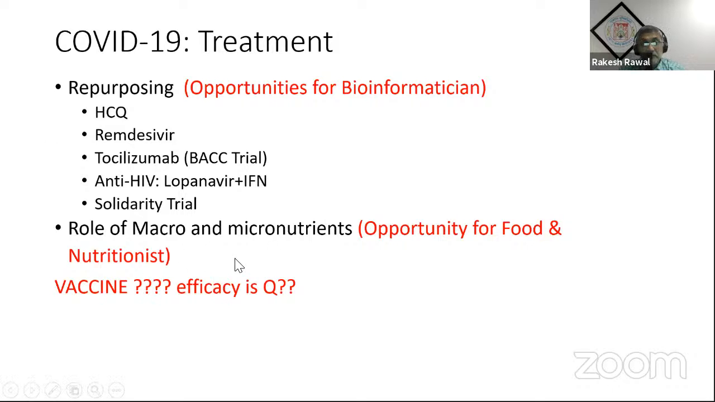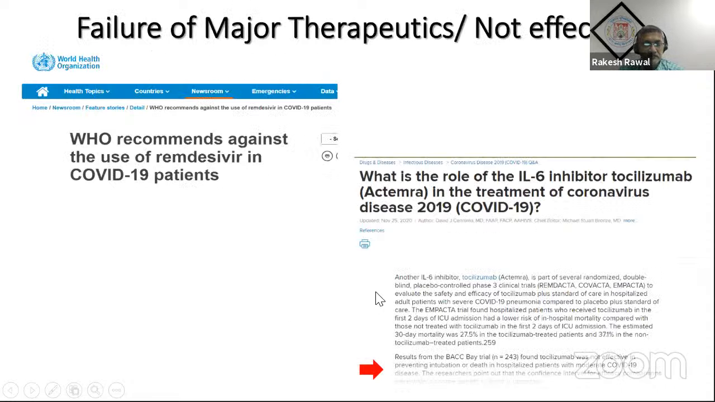So there is a definitive role of macro and micronutrients, which are either derived from your food source or are synthetically supplemented as a part of the chemopreventive protocol. So there is a lot of opportunity for those who are in the field of food science and nutrition. Vaccine is, people still look skeptically towards the efficacy of this, but let's see with the initial result of the vaccine once it comes out.